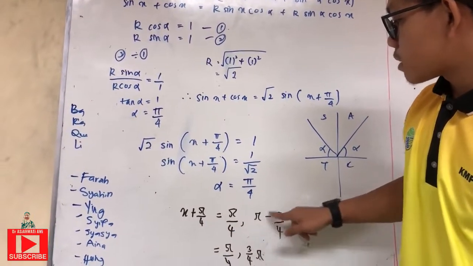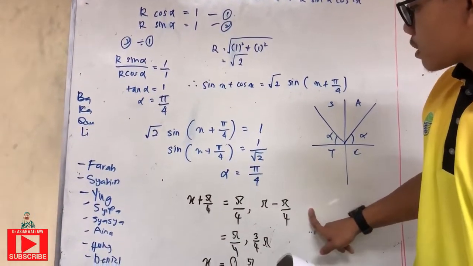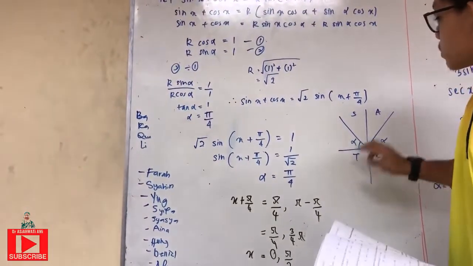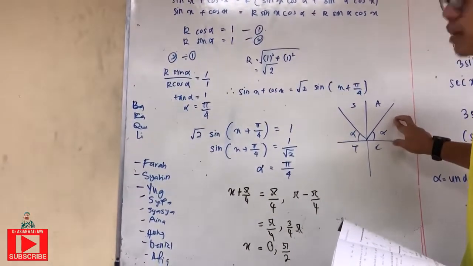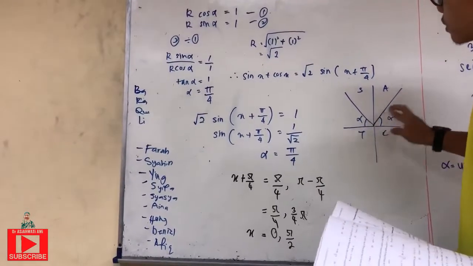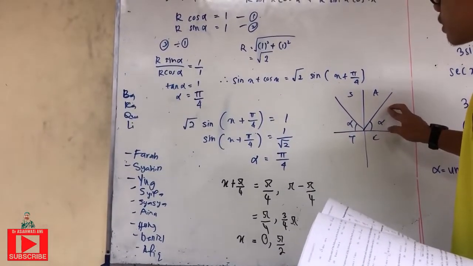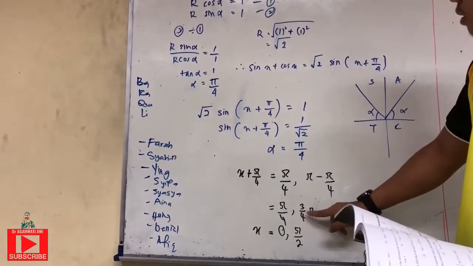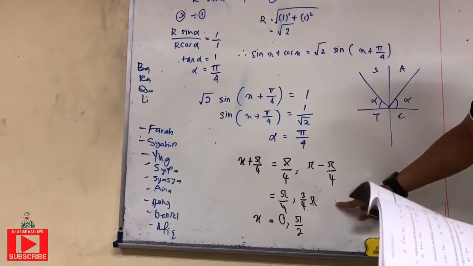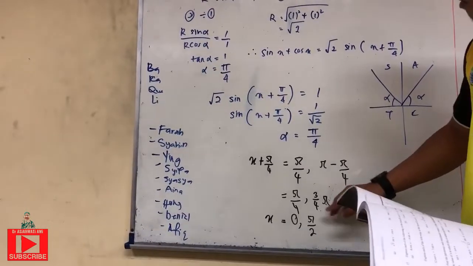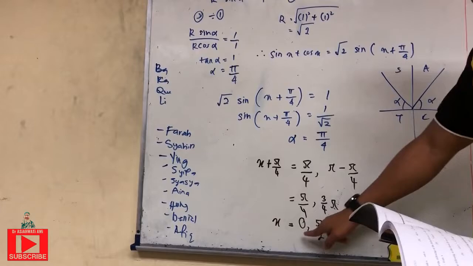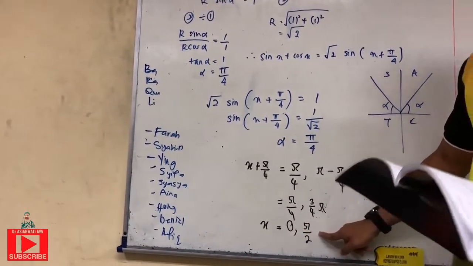So pi per 4, pi tolak pi per 4. Based on daripada ini Sin first and second quadrant. Sin first and second quadrant. So dia akan dapat pi per 4 equal to 3 per 4 pi. Nak cari nilai x, dia tolak dengan ni. Sebab tu dia akan dapat kosong dengan pi per 2.